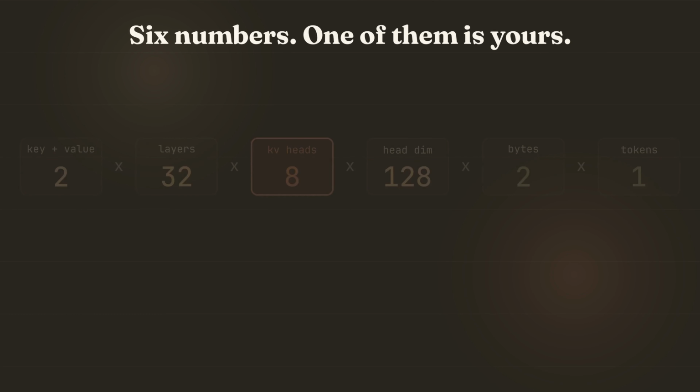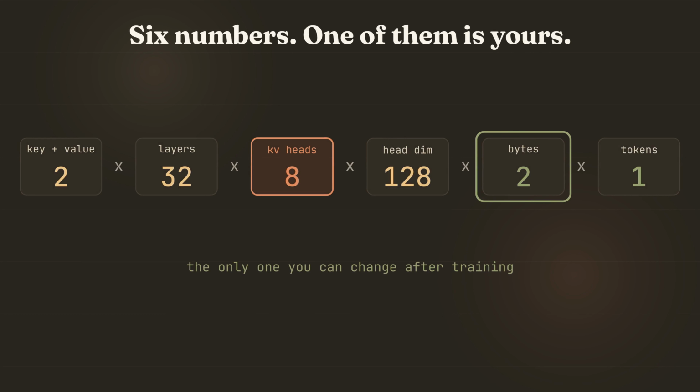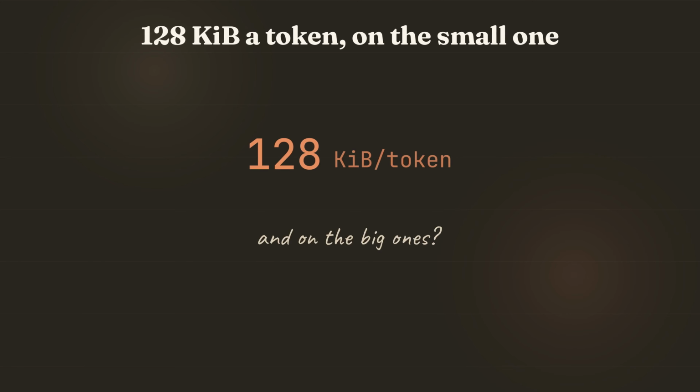And of the 6 numbers we just multiplied, how many do you actually control? 1. The bytes per number is the only one you get to change after a model is trained, and there's work later in the course on doing exactly that. So a token costs you 128 kilobytes on the small model.